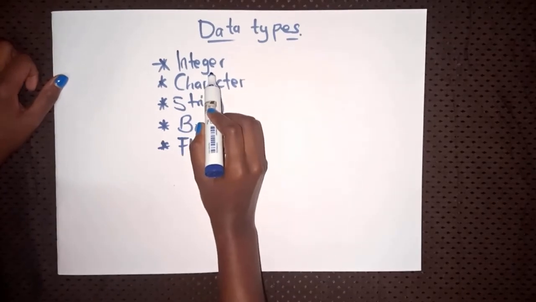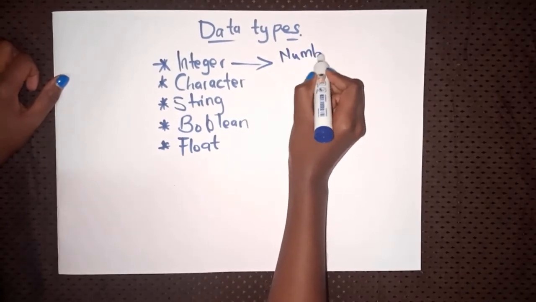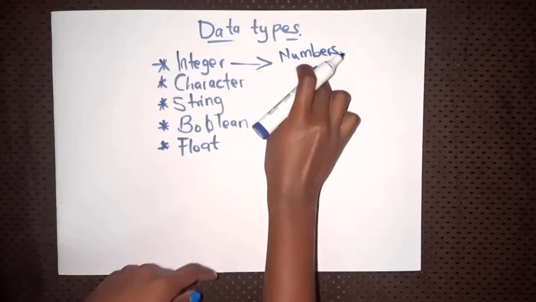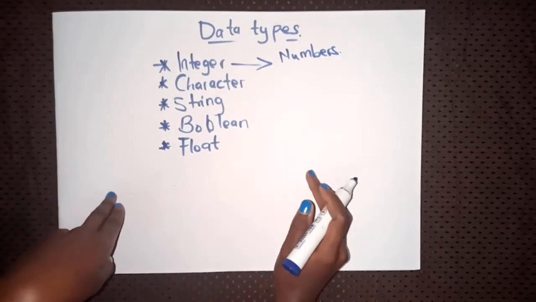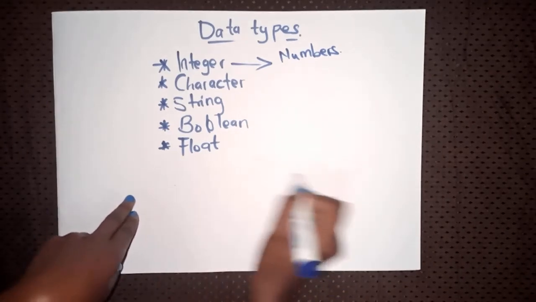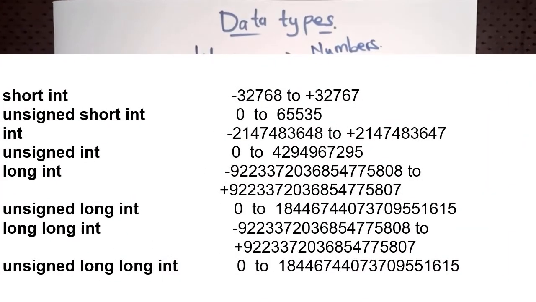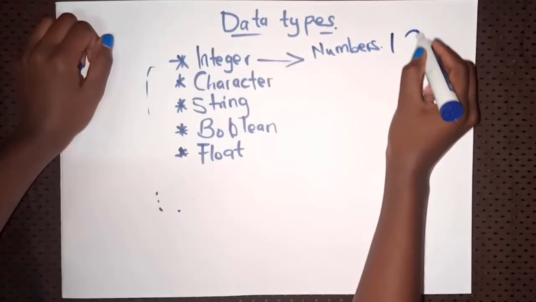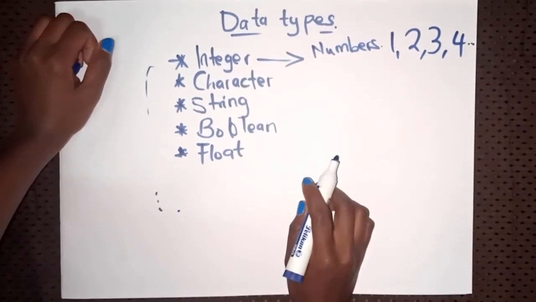When you're talking about an integer, these are numbers. Actually, there are programming languages that will call these numbers. When you're talking about a number, you're talking about either positive or negative. There's a certain range which I will just write below the screen. An integer is a number with no decimals. Integers are just whole numbers, so 1, 2, 3, 4 onwards are integers in programming.